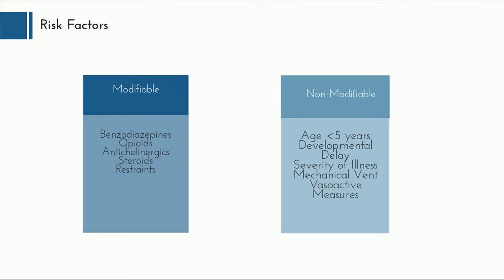Modifiable risk factors are here on the left side of the slide: benzos, opioids, anticholinergics, steroids, as well as restraints. Non-modifiable risk factors include age less than 5 years, developmental delay, severity of illness, mechanical ventilation, and vasoactive measures.